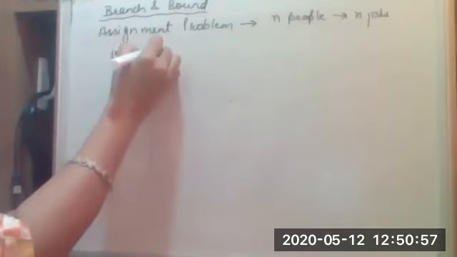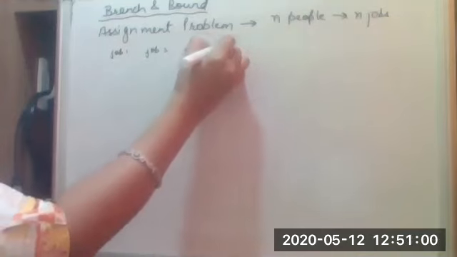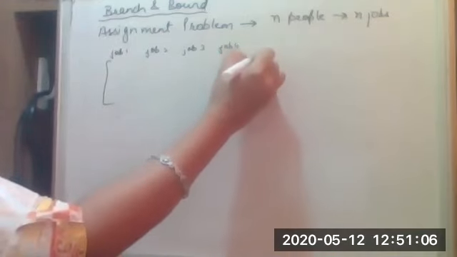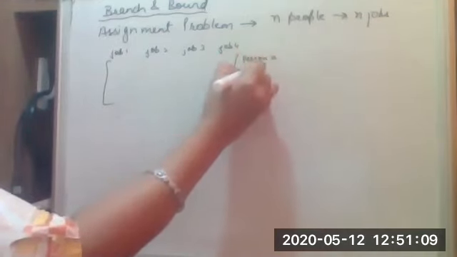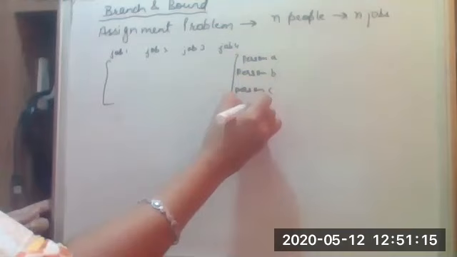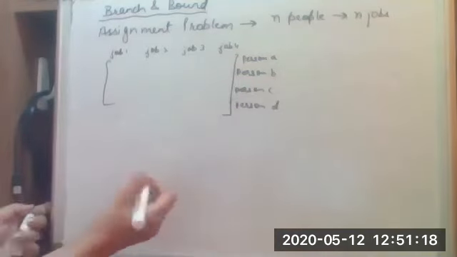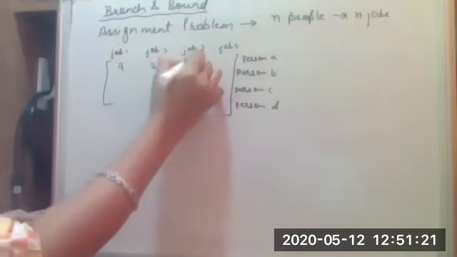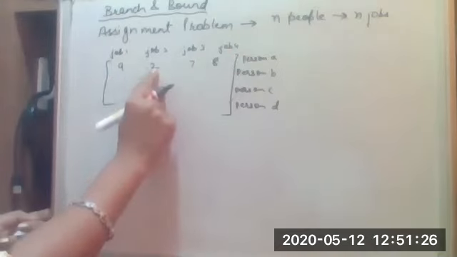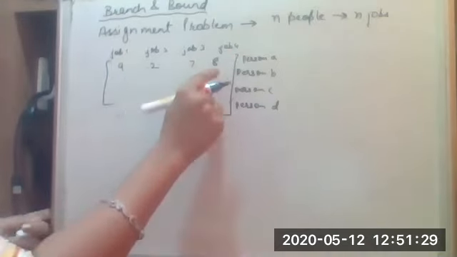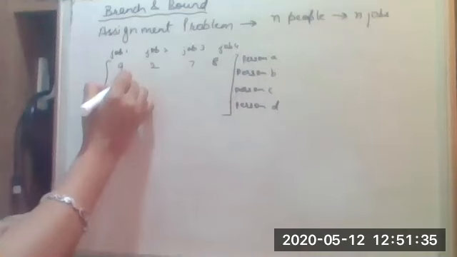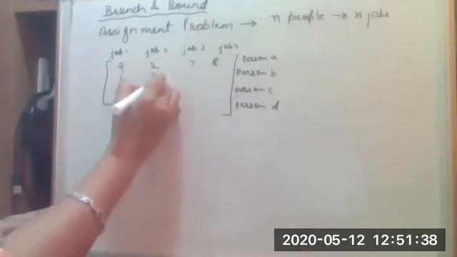There is job 1, job 2, job 3 and job 4. And these 4 jobs have to be assigned to person A, person B, person C and person D. Fine. So let's say these are the values that are given. If person A is given job 1, this is the cost involved. If job 2 is given, this is the cost involved. Job 3 is given, this is the cost involved. And job 4 is given, then this is the cost involved. Fine. So similarly, let's quickly complete this matrix.